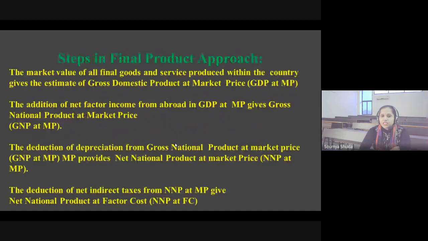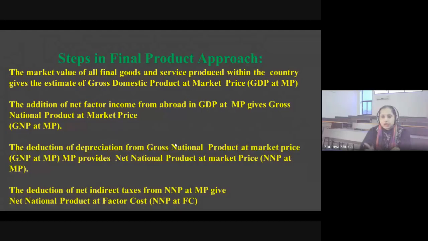There are various steps in the final product approach. The first is the market value of all the final goods and services produced within the country, which gives the estimation of the GDP. GDP at which rate? Market price. The addition of net factor income from abroad to the GDP at market price gives rise to the GNP. It is also at the market price.